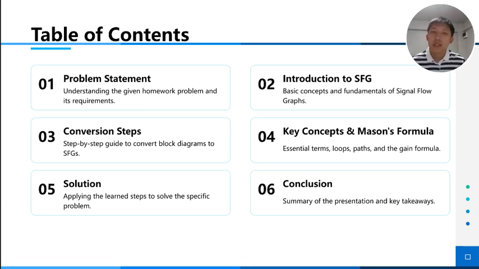The presentation is structured into 6 main parts. We will start with the problem statement, move on to the fundamentals of signal flow graphs, discuss the conversion process, cover key concepts and methods, Mason's gain formula, apply all of this to solve the problem, and finally conclude with a summary.